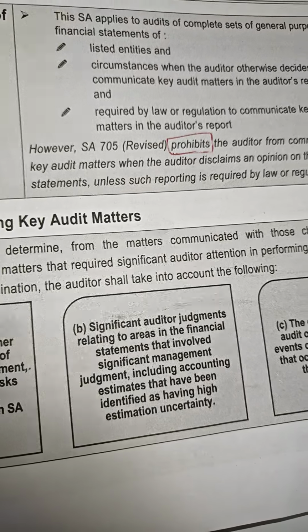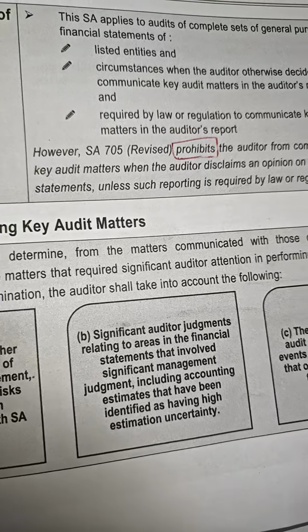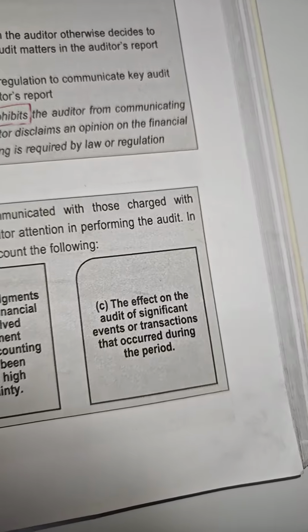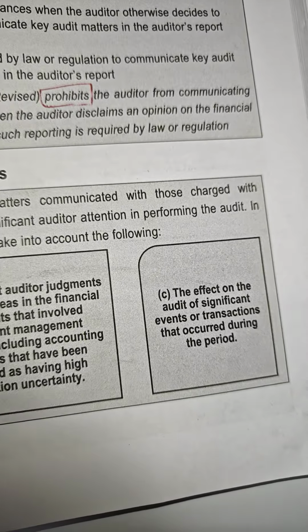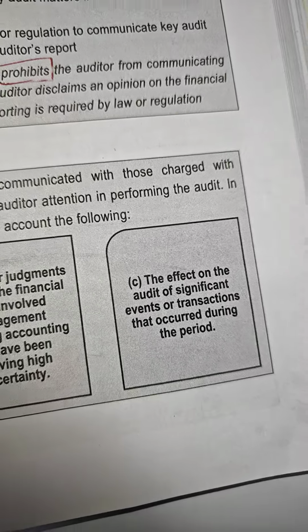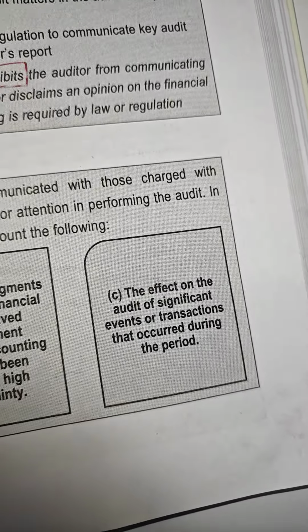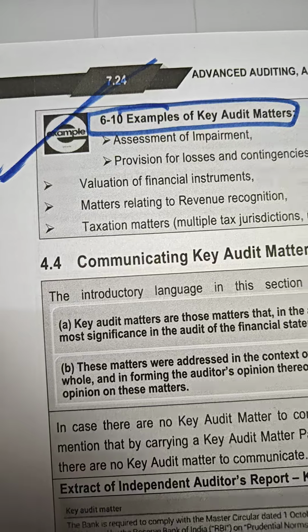Significant auditor professional judgment, like accounting estimates with higher uncertainty, is also considered while determining key audit matters, along with the effect of significant transactions and events that occurred during the period. Most importantly, related party transactions are one example of significant transactions and events. It is important, and it is asked in the examination also.